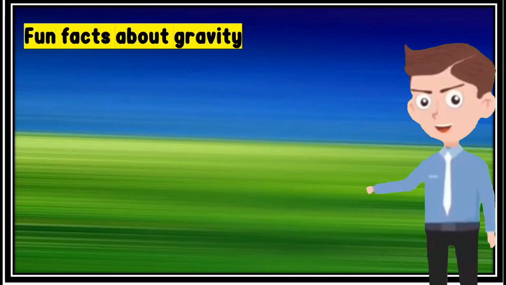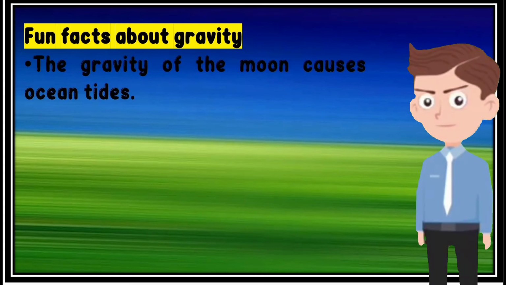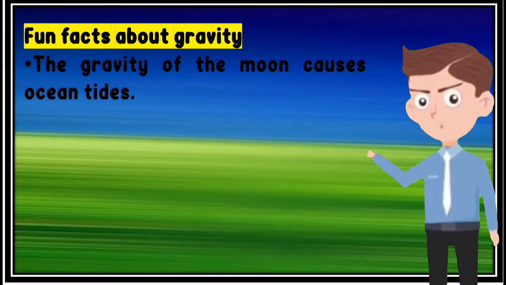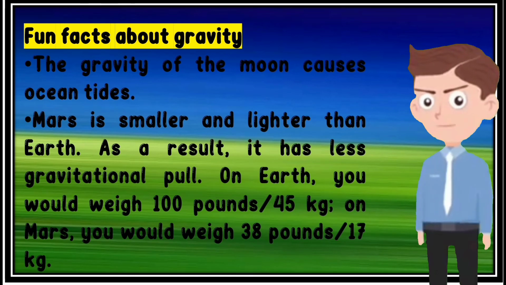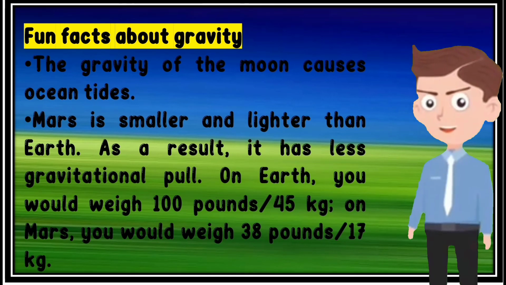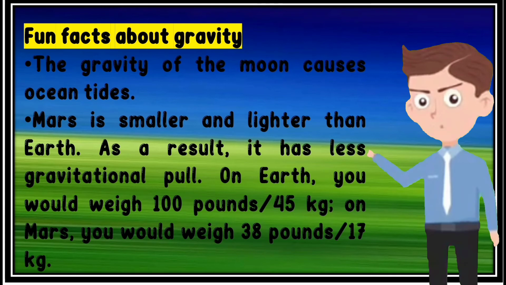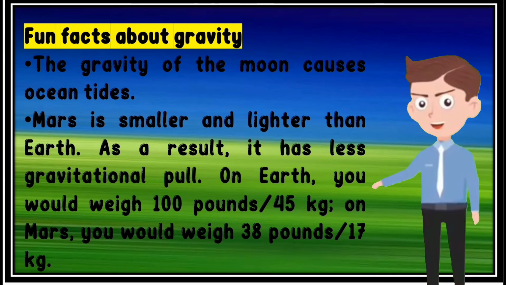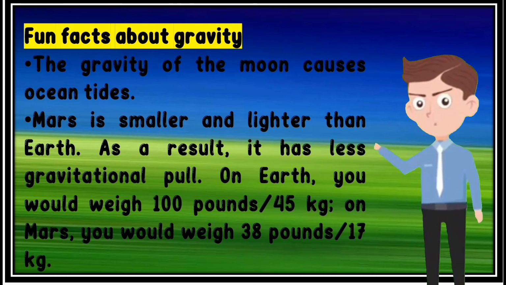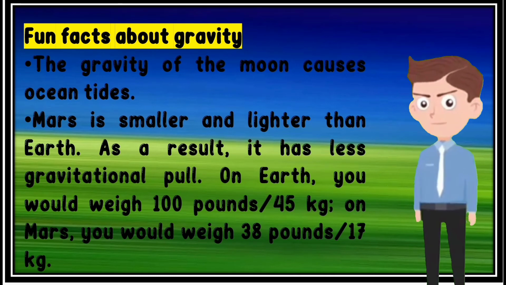Fun facts about gravity. The gravity of the moon causes ocean tides. Mars is smaller and lighter than Earth, so as a result, it has less gravitational pull. On Earth, you would weigh 100 pounds or 45 kilograms. On Mars, you would weigh 38 pounds or 17 kilograms.